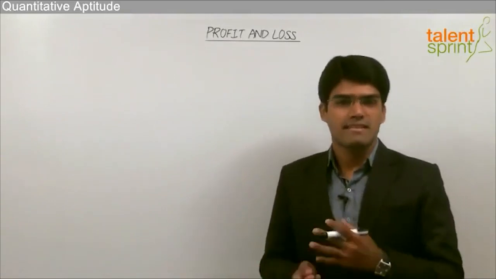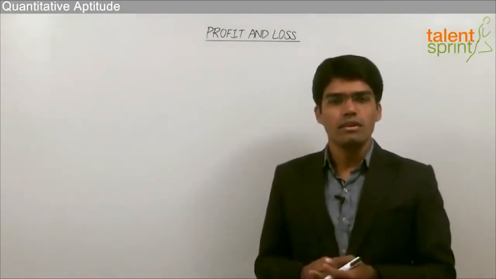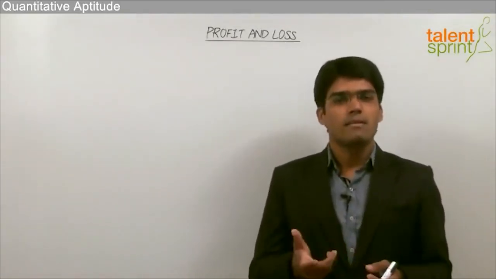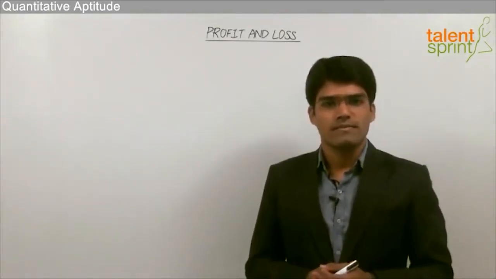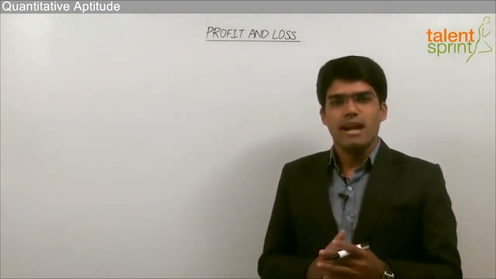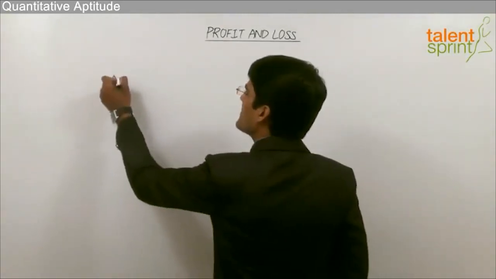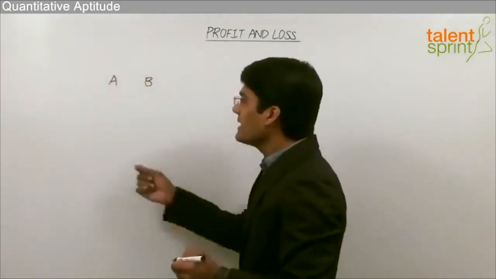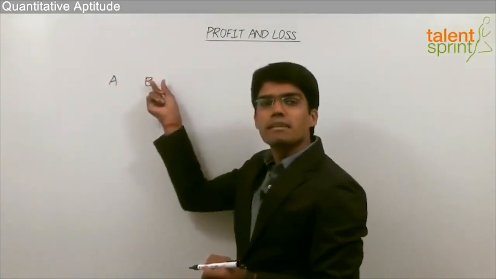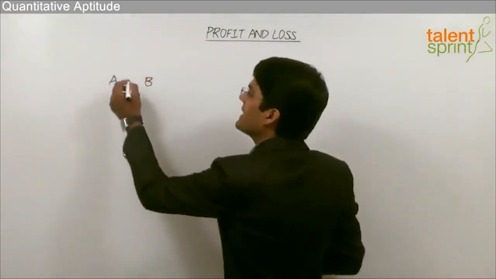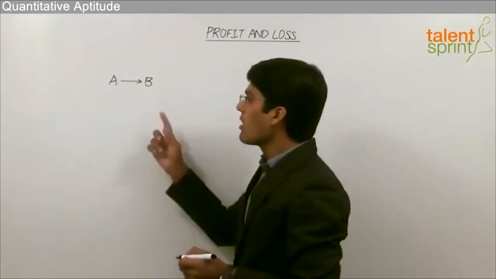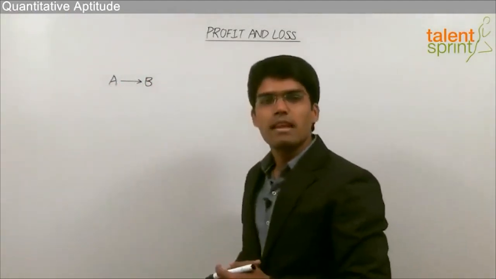In any business transaction, whenever an article is sold, the seller either makes a profit or makes a loss. Let us first understand how this happens. For example, let's say there are two persons A and B. A is the shopkeeper and B is the customer. So we can say that A has sold an article to B, or B buys an article from A.